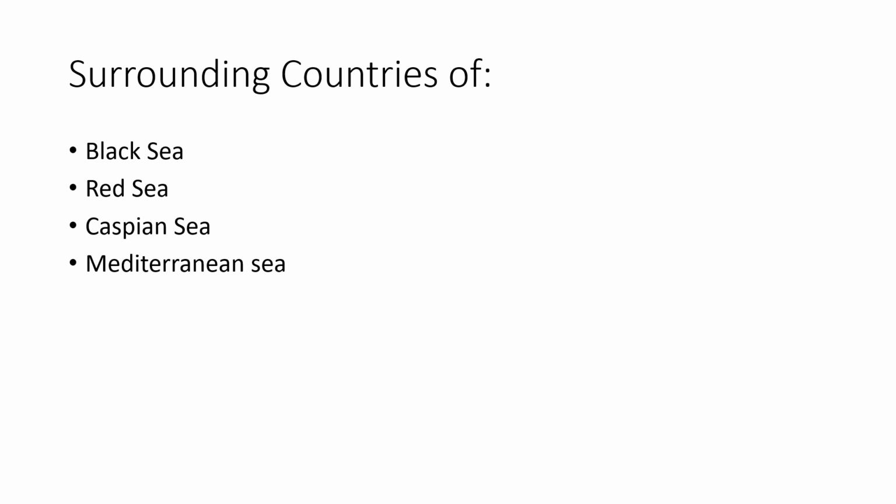Hi guys, today we are going to learn easy ways to remember the surrounding countries of four very important seas: the Black Sea, Red Sea, Caspian Sea and Mediterranean Sea. So I'll give you shortcuts to remember the countries, and we'll also look at why these seas are often in the news because of disputes and tensions.